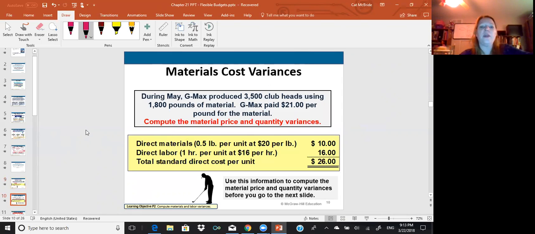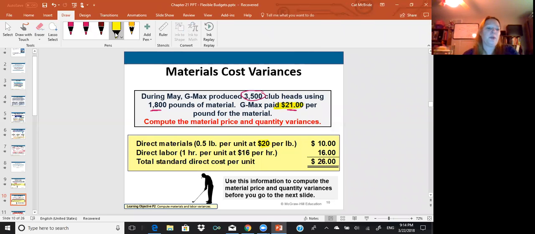Yes. All right, so now let's say that during May, we produced 3,500 golf club heads. We used 1,800 pounds of material, and we paid $21 per pound. So the first thing you know right off the bat is, did we pay too much for our materials? What did we plan to pay? Plan to pay $20 per pound, right? We paid $21 per pound. So we know we paid more than we planned.